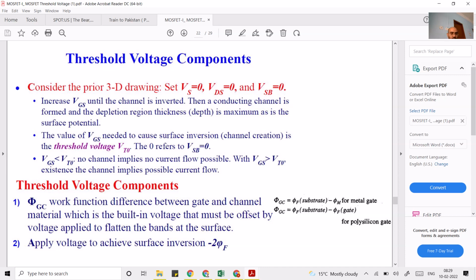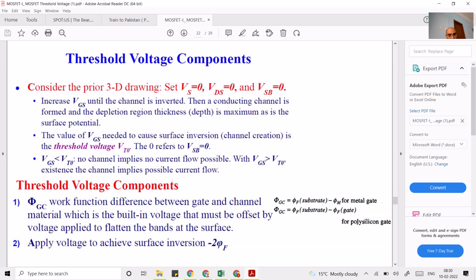So let's see on what factors this channel formation depends. Now we will see all the things which are responsible for this particular threshold voltage, that is, whatever voltage we have to apply on the gate so that current flow is possible between the drain and the source. So what are the things?